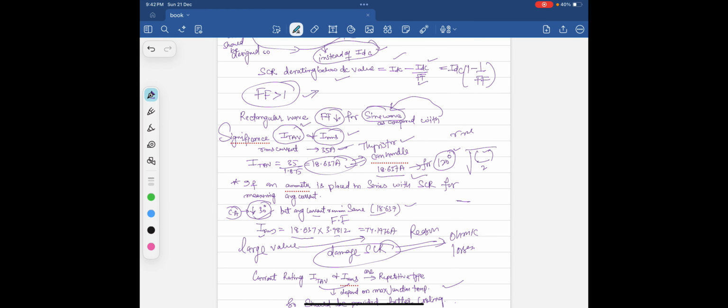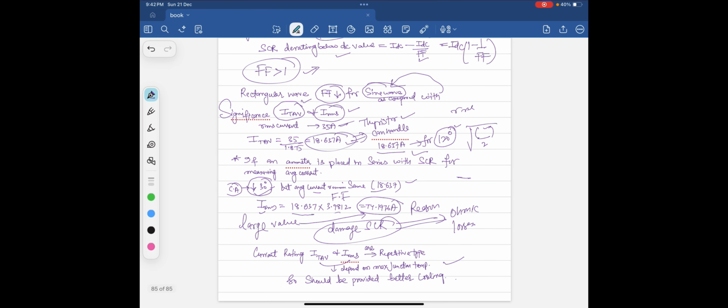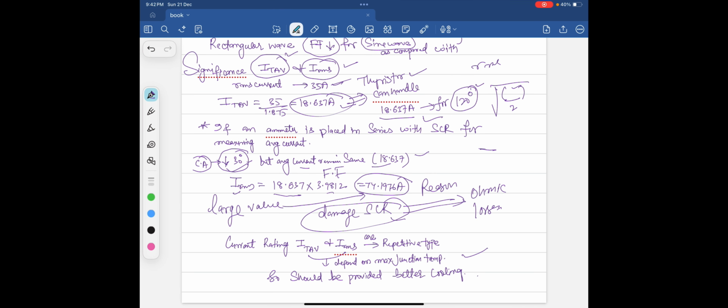Here you will see that for a half wave sinusoidal the form factor value is different, and for a rectangular wave it is different. Here we multiply, and we get 74.196 as the RMS current, which is very high, 3 to 4 times higher than the average current. It can damage the SCR very easily, because if the current rises in a very short span, it can damage the device by increasing the junction temperature. The reason for damage to the SCR is the ohmic losses. Ohmic losses increase when the IRMS current passes.